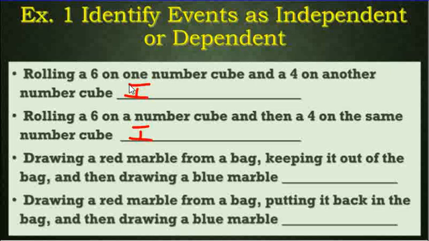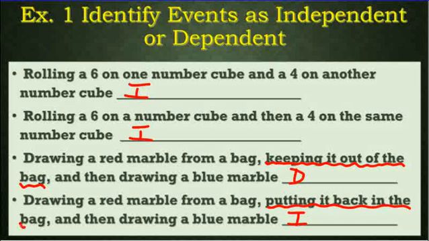Drawing a red marble from a bag, keeping it out of the bag, and then drawing a blue marble, this would be dependent. And the key part would be you kept it out of the bag. So if you pick one out and you never replace it, then it's dependent because the second time you pick it, the chances change. Drawing a red marble from a bag, putting it back in the bag, and then drawing a blue marble, that's independent just because you're putting it back in. So the chances are the same as the first time you picked it.